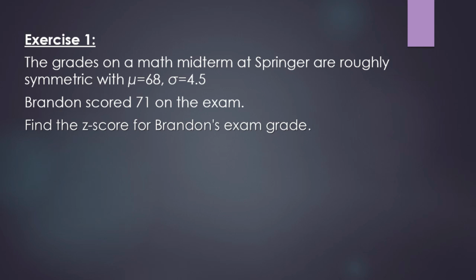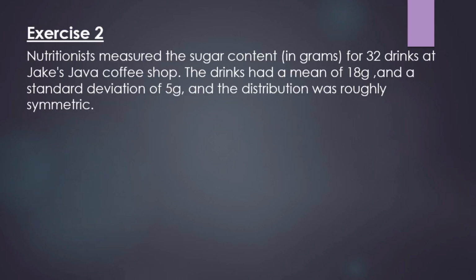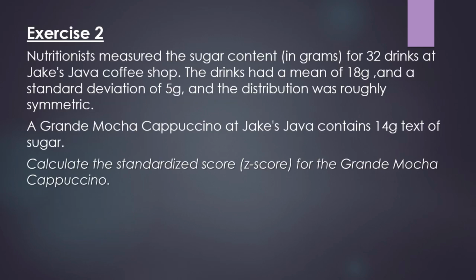Here we can see the formula for calculating Z. When we put the values into the formula, we will get 0.67. So the Z score is 0.67. In other words, we can say that Brandon's score was 0.67 standard deviations above the mean, as it is a positive value.